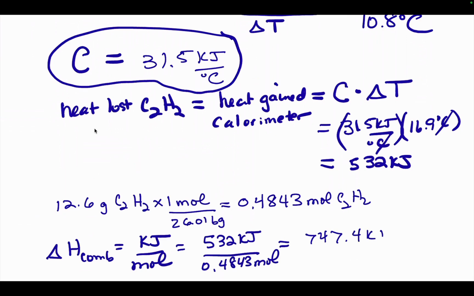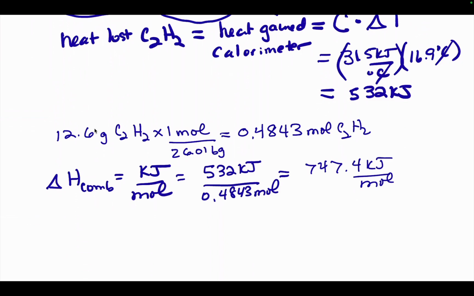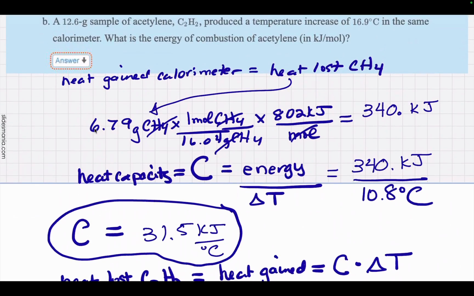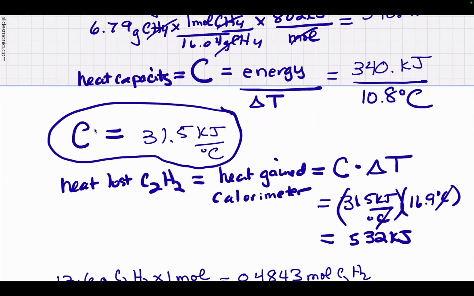747.4 kilojoule per mole. And then I, at the very end, want to think about it. This is combustion. This is exothermic. So my delta H of combustion is going to be negative 747 kilojoules per mole. So I'm not worrying about the sign until the very end. And I hope that helps. There's more problems like this in the back of the book.